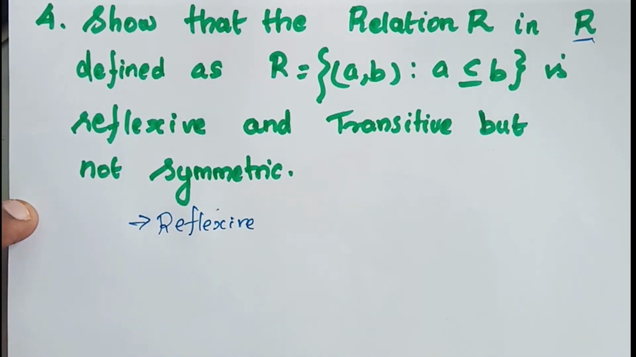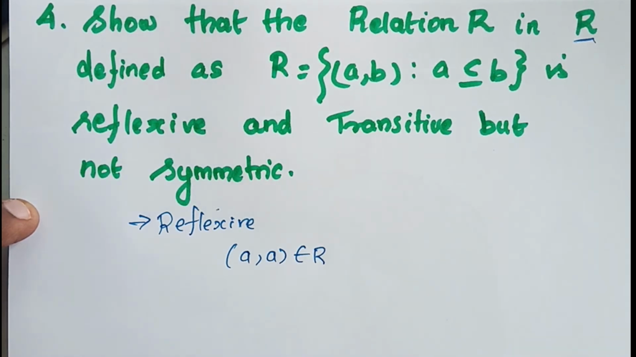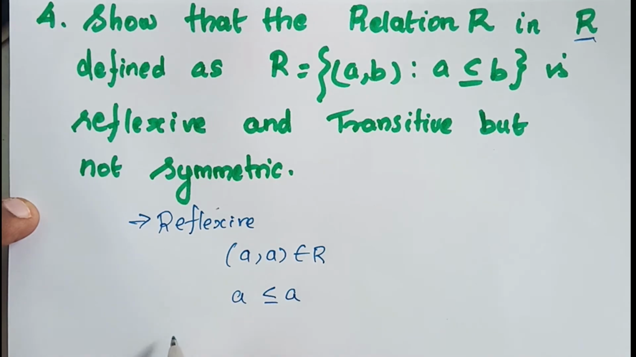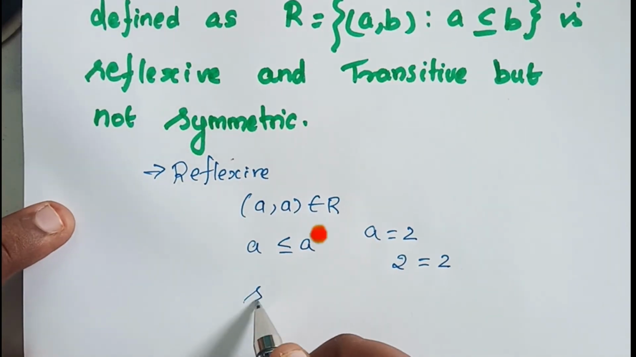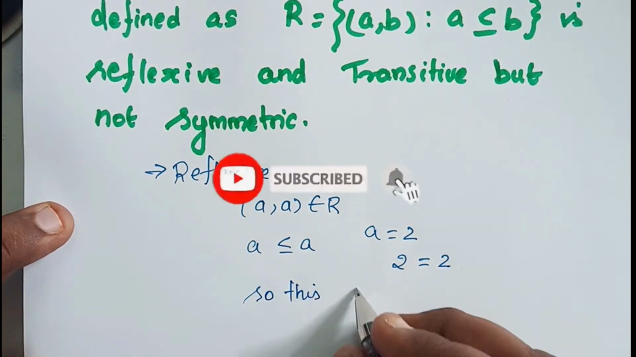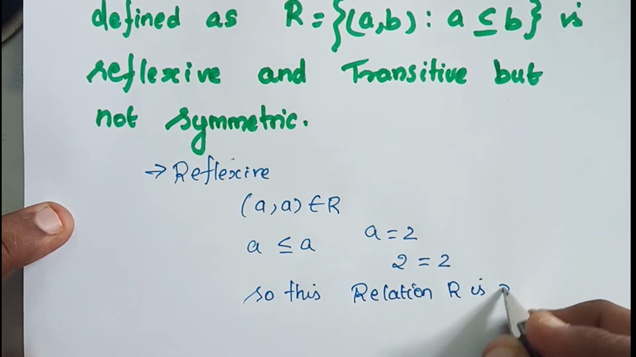For reflexive, what is the condition? (a, a) belongs to R. This is the condition. In this given relation, a is less than or equal to b. So, a should be less than or equal to a, right? If we take a as 2, for example, a equal to 2, then 2 is equal to 2, right? So, less than or equal to holds. So, this relation R is reflexive.